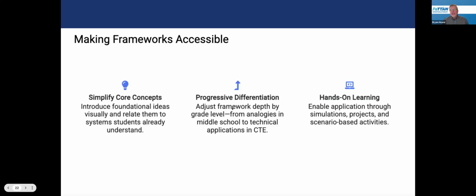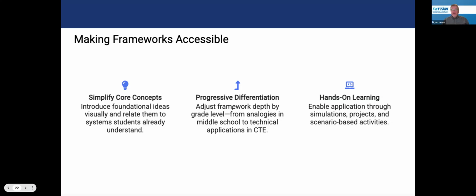Cybersecurity frameworks can be accessible by focusing on the core concepts and using progression to build depth over time. This starts with simplifying abstract terms and illustrating them through familiar real-world examples. Think of comparing layered security to a multi-lock system on a house. Education should scale with students' cognitive and technical development. In middle school, analogies and digital hygiene basics may be appropriate, while high schoolers can explore configurations and case studies. Career and technical education programs can go even further, preparing students for industry-level application.